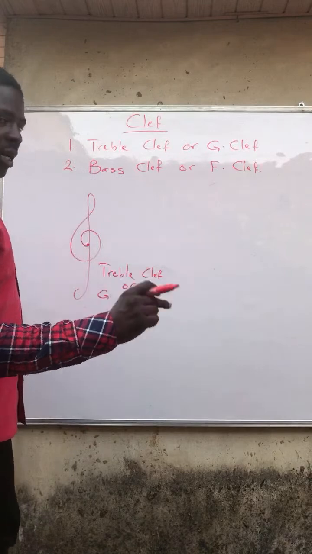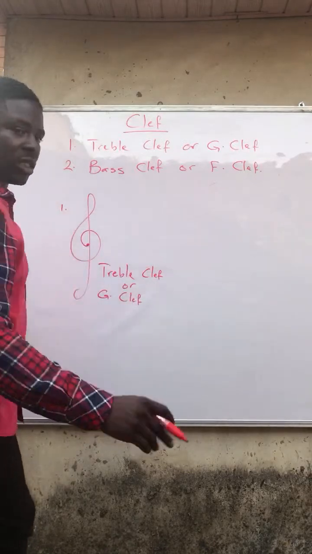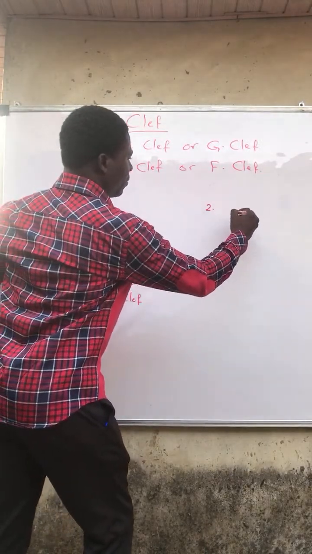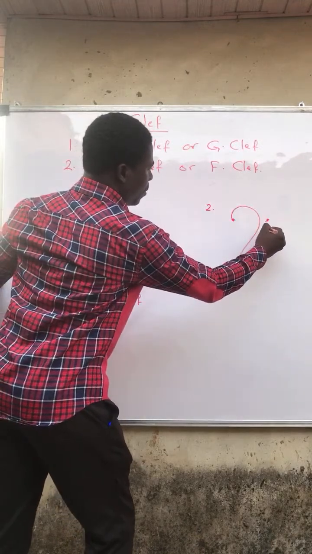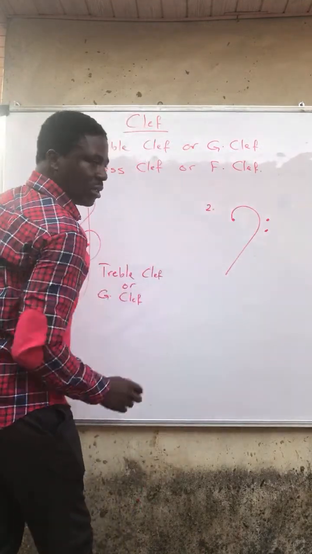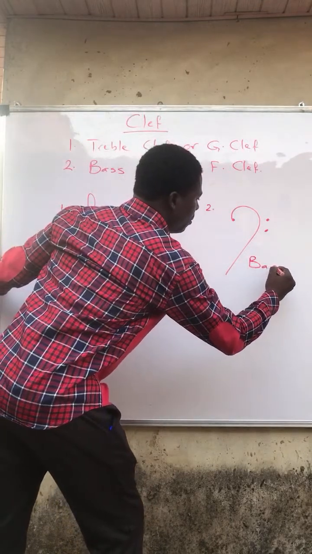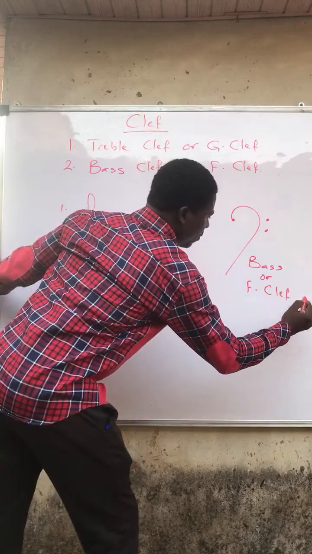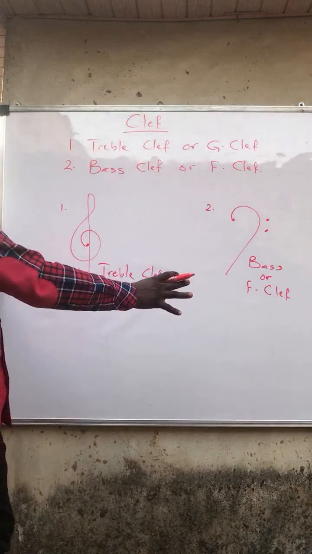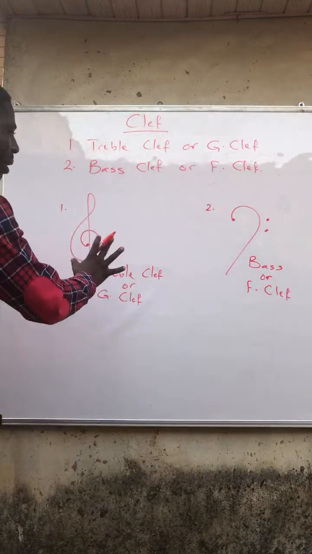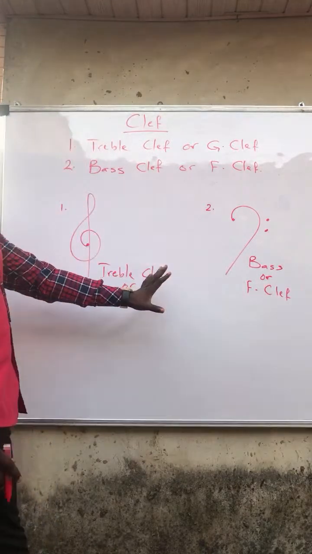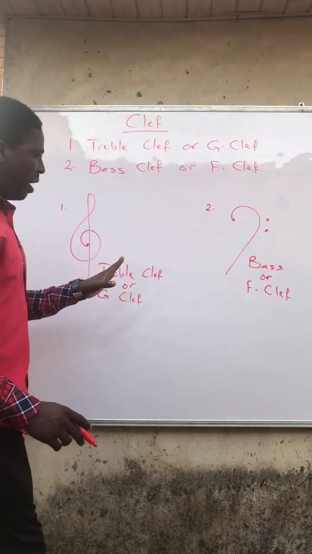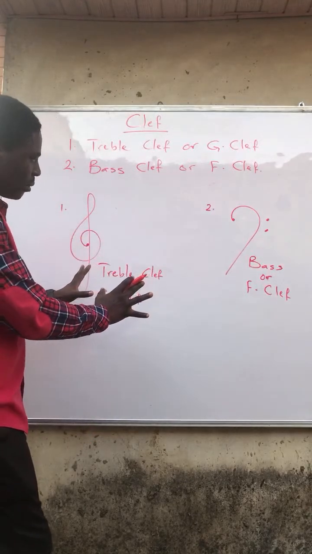And the second clef we are going to be looking at, the second one we'll be doing now is the bass clef. That is the second type of clef. Bass or F clef. So these are the two main clefs: the treble clef or G clef and the bass clef or F clef. I hope you understand this.